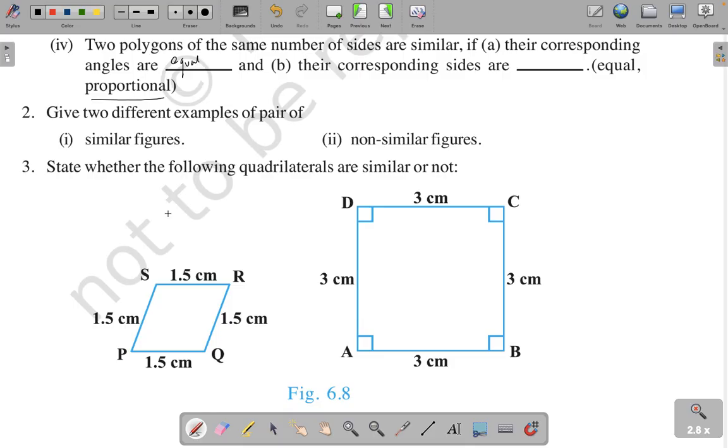So, if you have to describe that, the criteria for similarity is 1 and 2. When you are comparing corresponding angles, in one case you'll have only 3 angles, in the other case you'll have 4 angles. So how will you compare? Okay. State whether the following quadrilaterals are similar or not. No, they are not. Why? Because the angles are not equal. And then you know how to write this down, right?